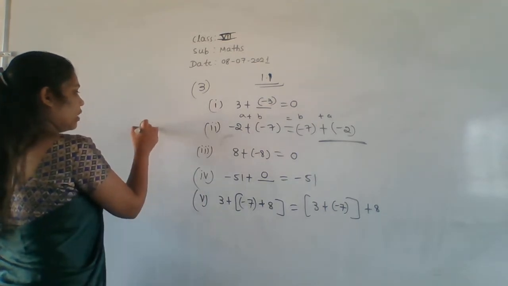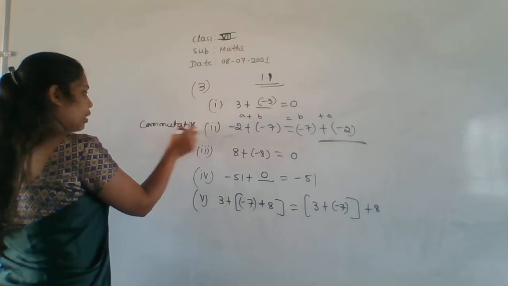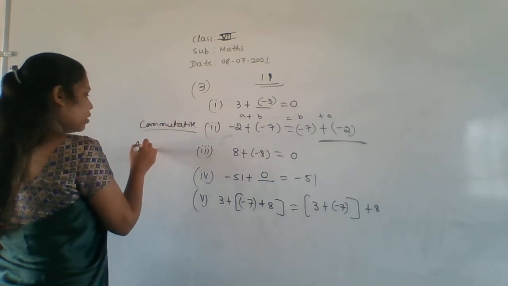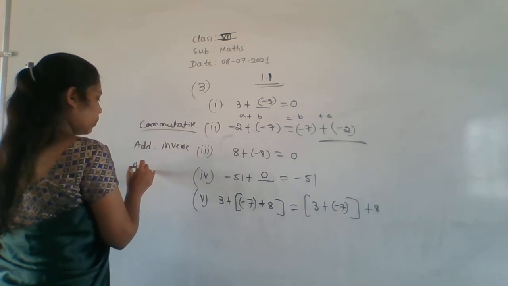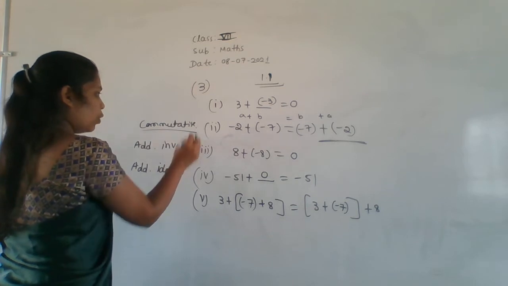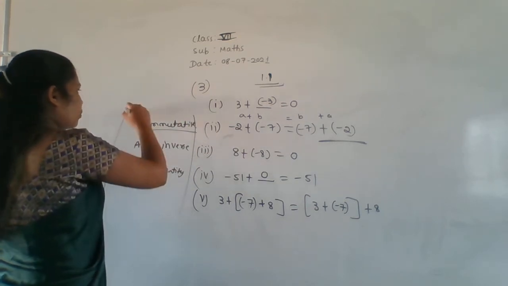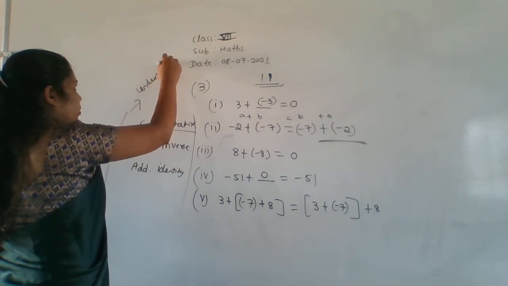See here. For everything I write the property names, then only you understand properly. This is the commutative law. And here will be the additive inverse, and this will be the additive identity, and there is no need to write all these things. This is for your understanding. Okay, for understanding purposes.